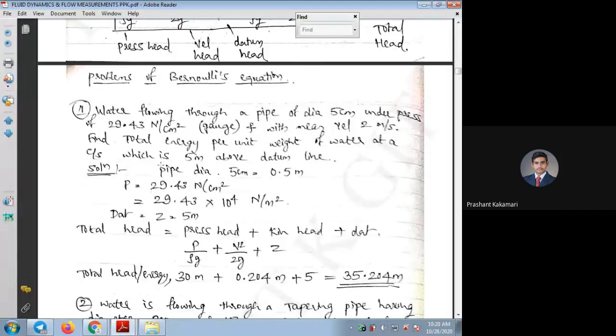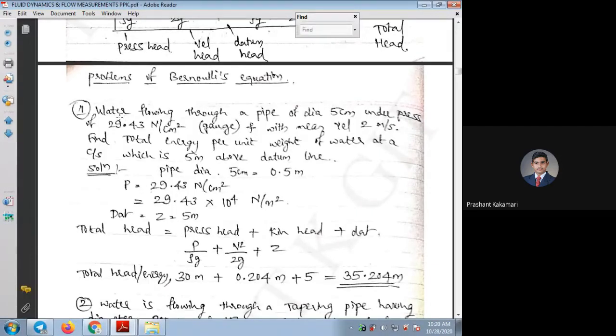So in this first problem, they have given that water is flowing through a pipe of diameter 5 centimeter under a pressure of 29.43. See here, whenever we are talking about enclosed channels, the pipe channels, which are closed channels, we are talking about gauge pressures. So here they have mentioned it as gauge pressure. If you want the total pressure, the absolute pressure, you can add the gauge pressure to the atmospheric pressure. Then you will get the absolute pressure.